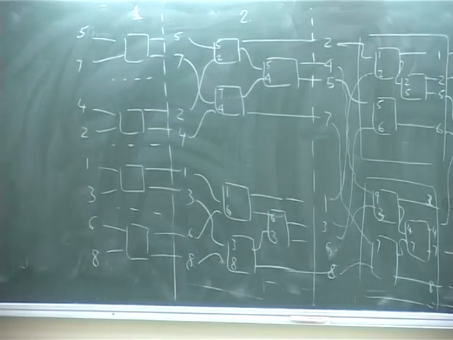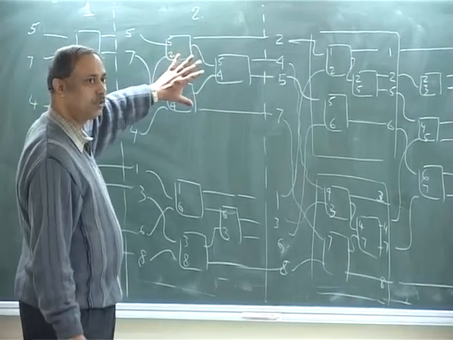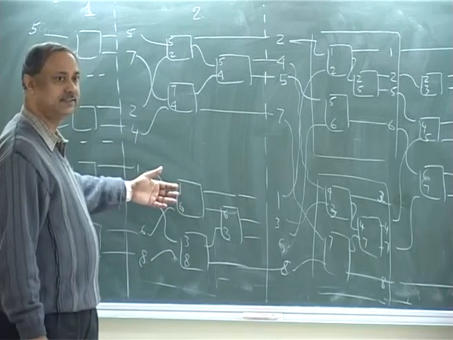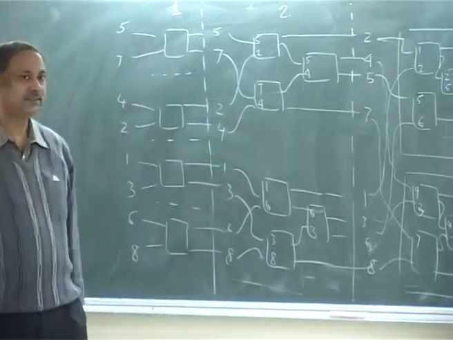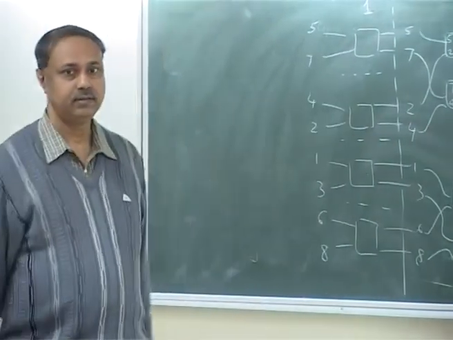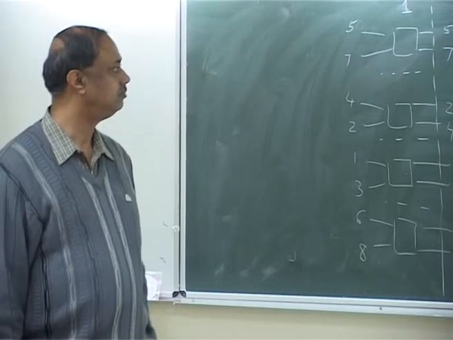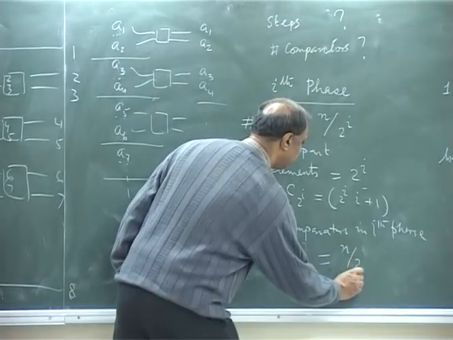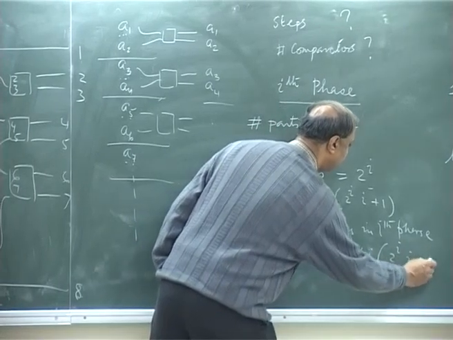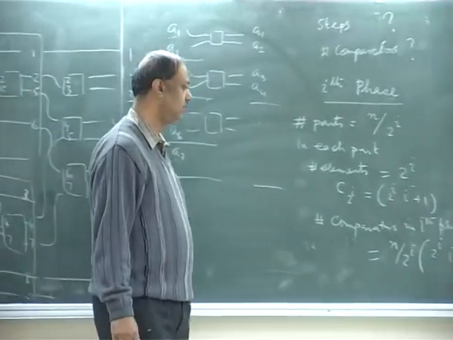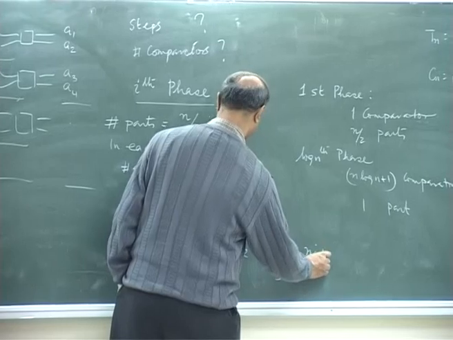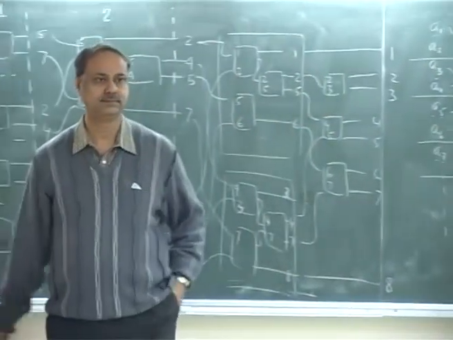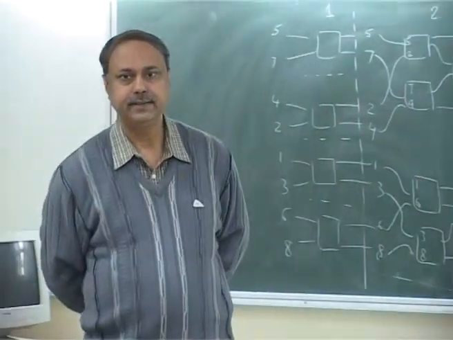So tell me, this part I need 3 comparators, this part I need 3 comparators. What is the total number? This plus this? Same thing you tell. n upon? Very good. So you have n upon 2 to the power i into 2 to the power i into i plus 1, that is n times i plus n upon 2 to the power i. Agreed?